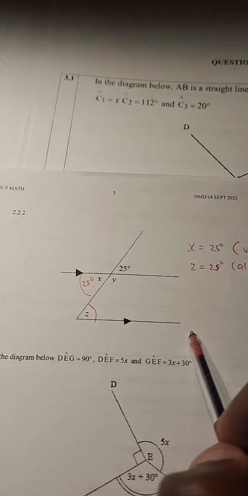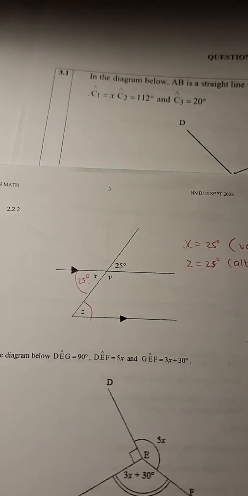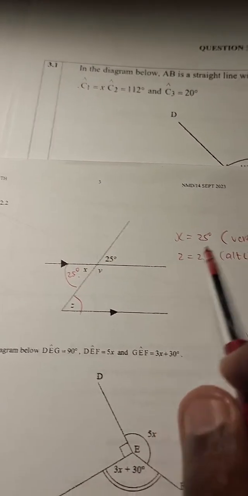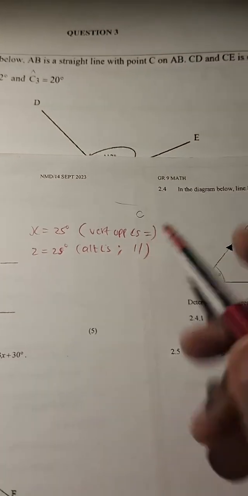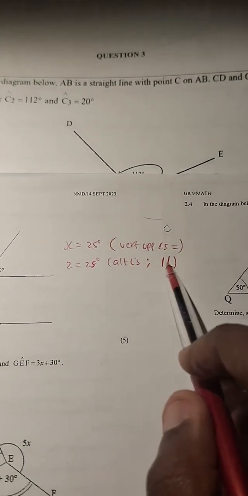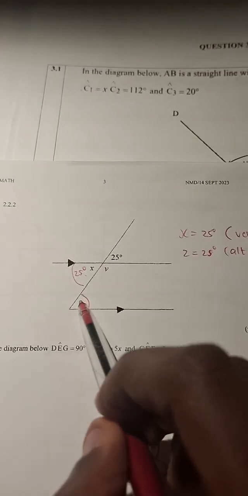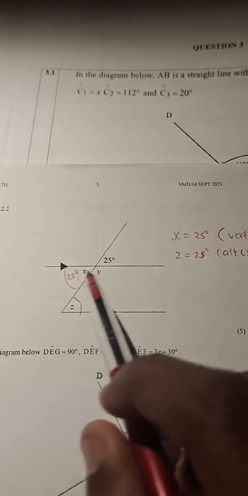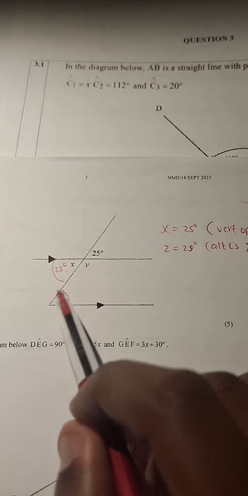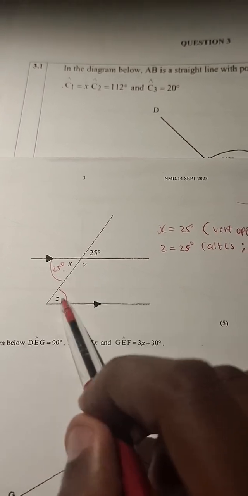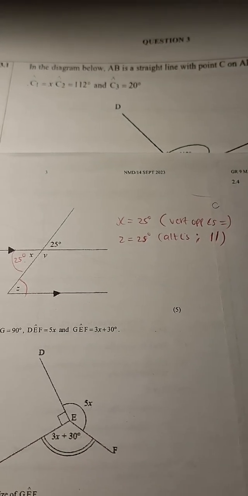I'm not going to put in any because the examiner was not kind enough to put in letters for me. So I'm just going to say alt angles, and then I'm going to write parallel lines, so that the person knows that I understand when I'm saying that the angles are equal. Yes, it's because of alternate angles, but it's because of the lines being parallel that I say that the angles are equal. You see?